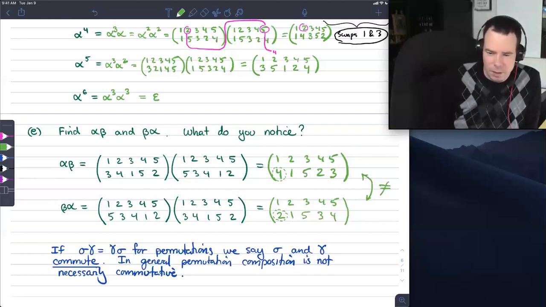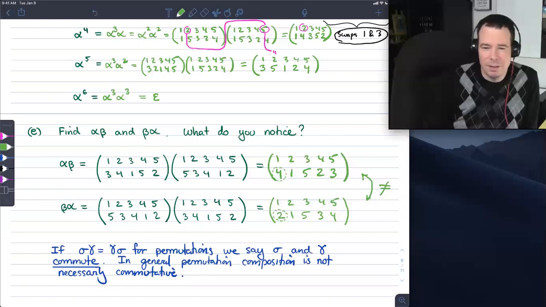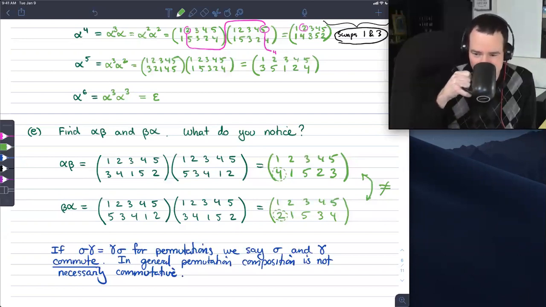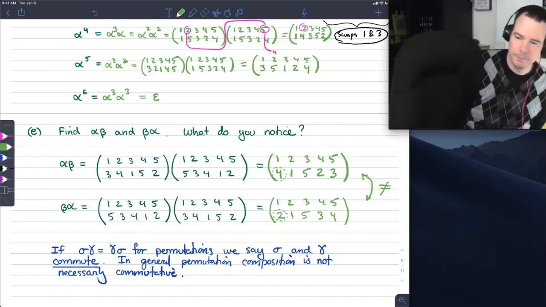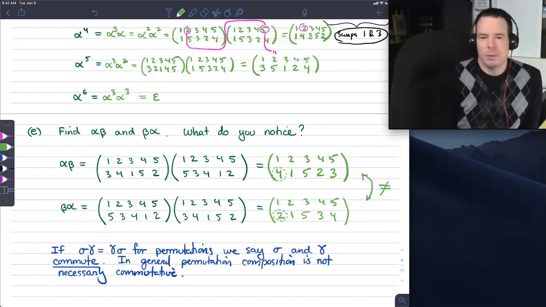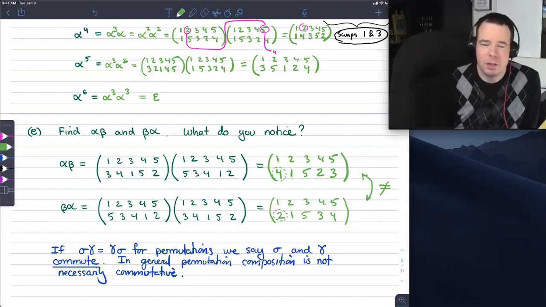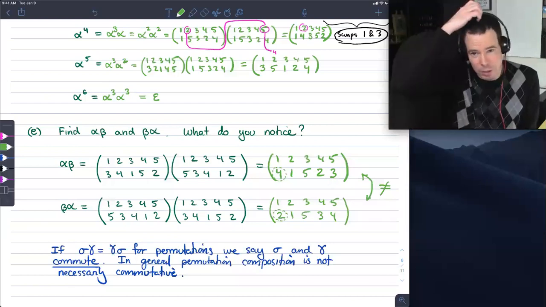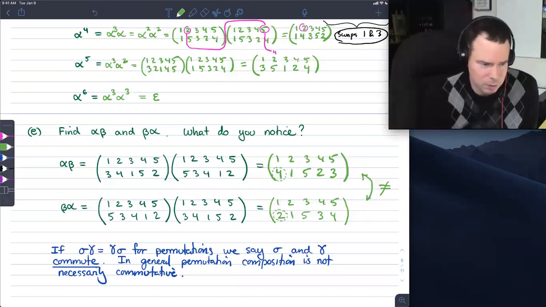If two permutations, say sigma and gamma, if it doesn't matter which order you multiply them in, sigma times gamma equals gamma times sigma, then we say that those two permutations commute with each other. In general, though, we have that permutations don't commute. It's a very special case when they do commute with each other. Most often, they do not commute with each other. We will actually come up with a characterization as to when they don't commute with each other, and we'll be able to characterize these things in the next chapter when we have a slightly better notation for dealing with permutations.